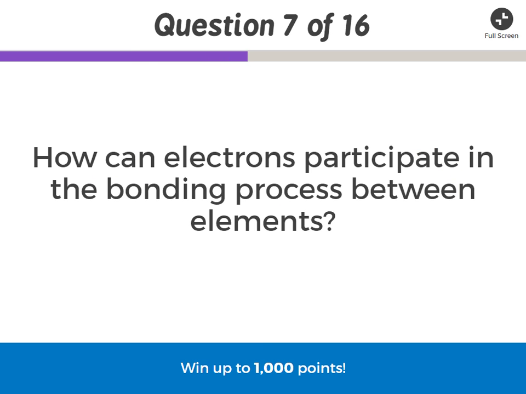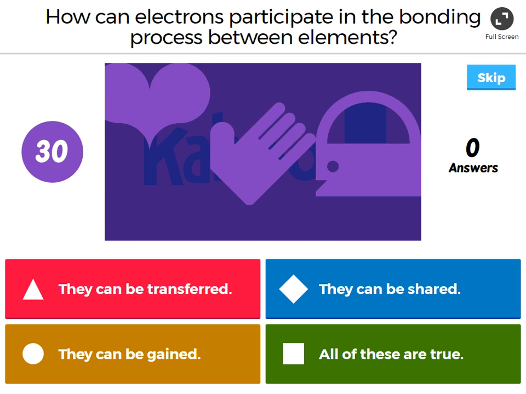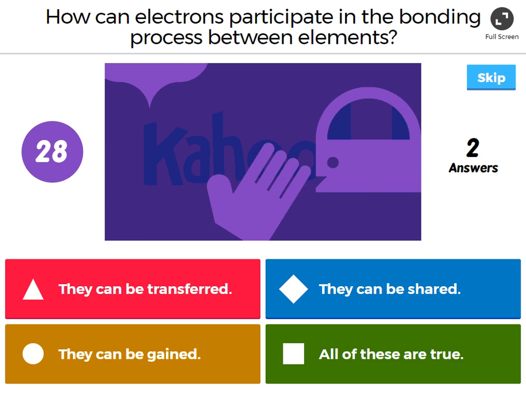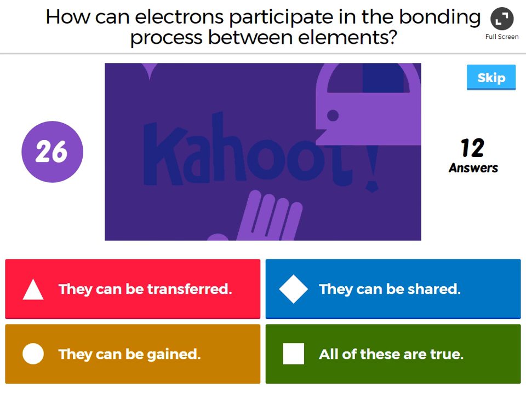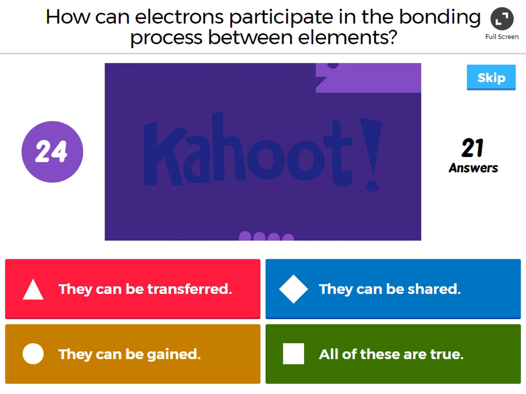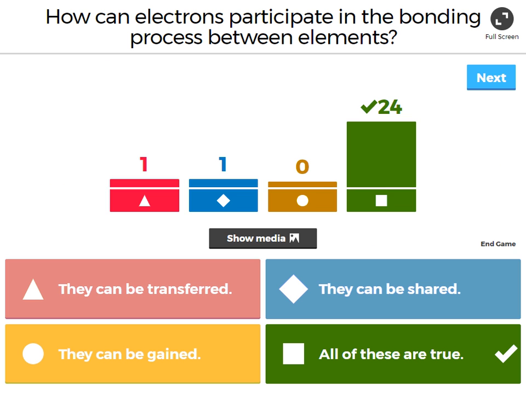How can electrons participate in the bonding process between elements? I'm putting all of them this time. Right last time. This time. Okay, I didn't click it actually.